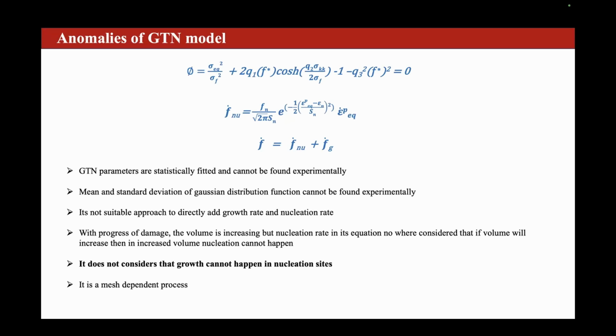So in the GTN model, it is nowhere considered that with the progress of damage, the volume of void will increase. Another problem is that whenever a void is growing, in that growing area, the nucleation of a new void cannot be counted again. So we have to exclude that part in that growing area. So these are the problems.